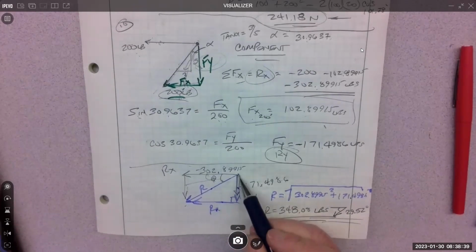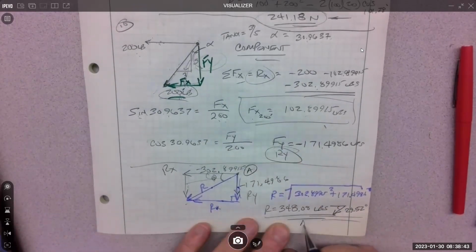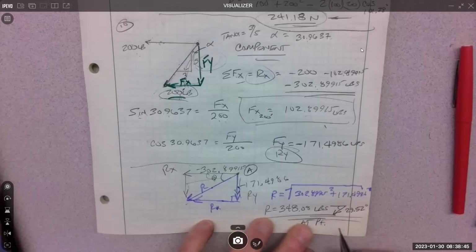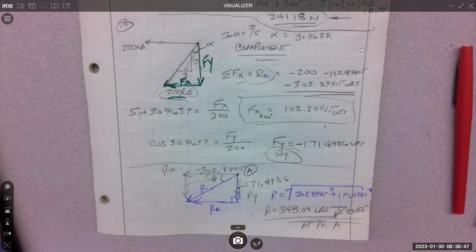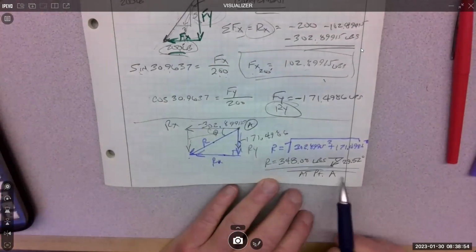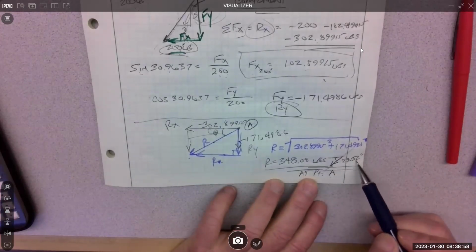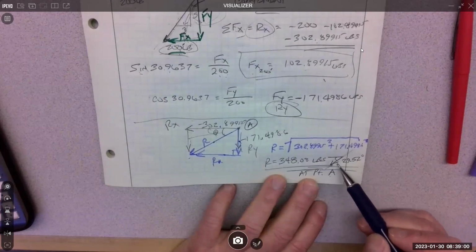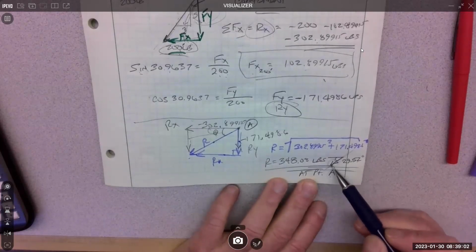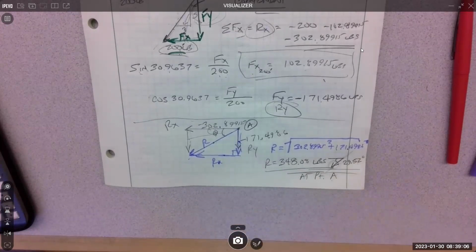It'd be nice if this point was named like point A, because then I could say at point A. So I have point of application, point A. I have line of action, 29.52. I have sense, that's this little arrowhead here. It's kind of down and to the left. And then I have magnitude, 348.08. All the parts and pieces.